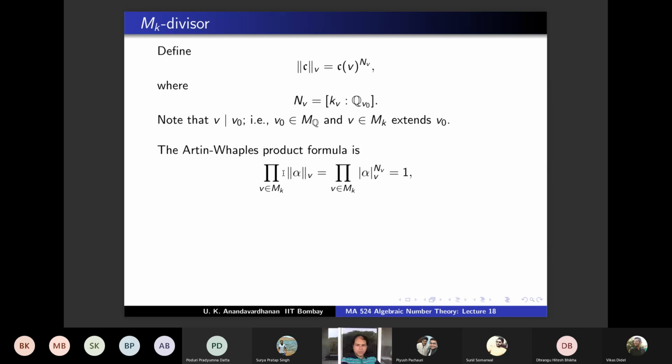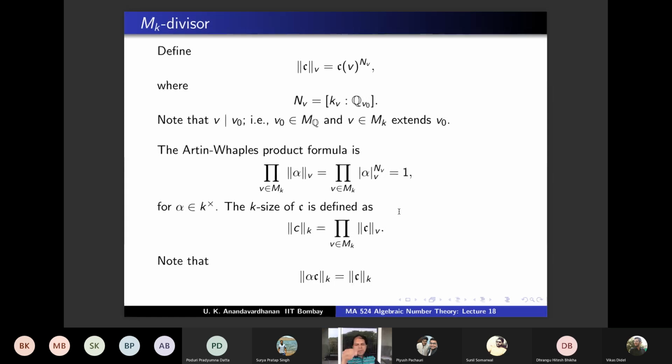Anyway, assume the product formula: the product of norm alpha V as V varies is 1, and norm alpha V is nothing but mod alpha V power NV, the normalized mod, for alpha in K star. Now we are going to define the size of C. Given an MK divisor, there is a notion of its volume. This is defined as, with the notation norm K size, the product over all the absolute values of the norm of CV.